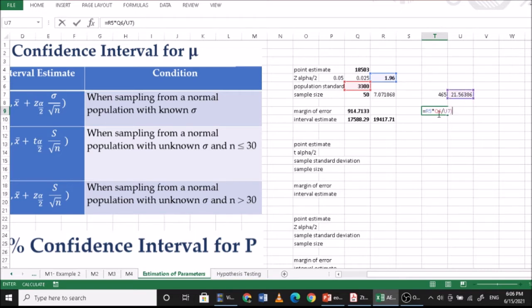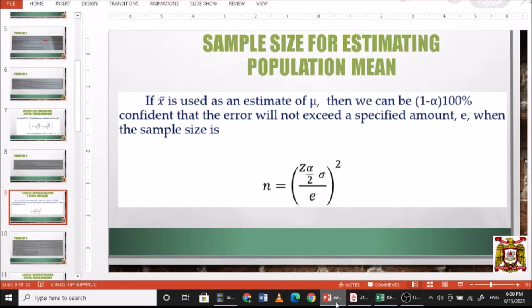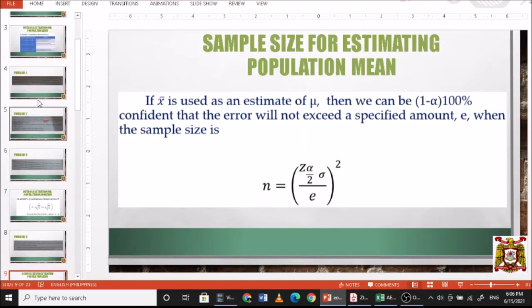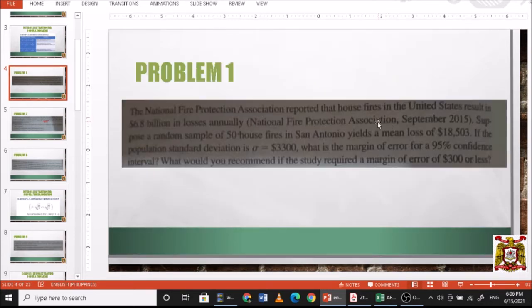And let's close this one so that you don't get confused later. So now your margin of error is 299, which is smaller than 940. So for your recommendation, that is to increase the sample size. Recommendation is to increase the sample size for this problem. Okay? Then let's have problem 2.